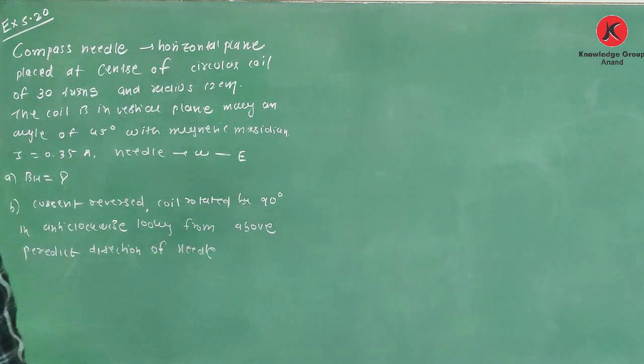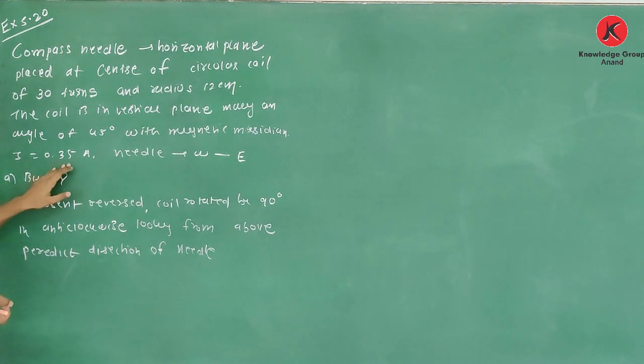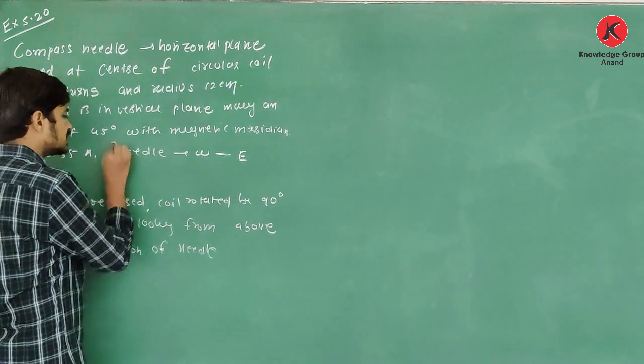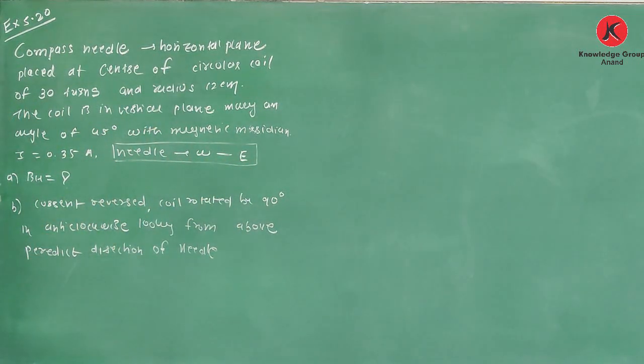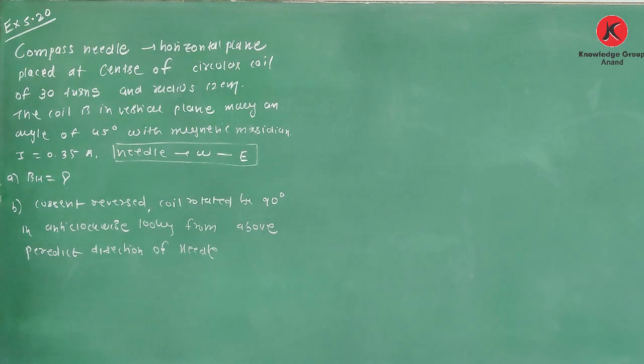Next question, exercise 5.20. A compass needle is placed in horizontal plane, at the center of a circular coil of 30 turns and radius 12 cm. The coil is in vertical plane, making an angle of 45 degree with the magnetic meridian. I is equal to 0.35 ampere in the circular coil. The needle in this situation is aligned in the west-east direction. First question is we have to find the horizontal component of Earth's magnetic field. If current is reversed and coil is rotated by 90 degree in anti-clockwise direction looking from above, then predict the direction of the needle. First we will see the first question.